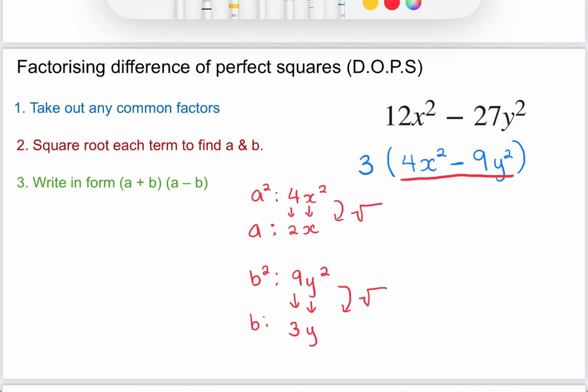Now let's write this out in our factorized form. Just do a little arrow down here so you can see it. So as I said, 3 is just going to sit at the front of our expression now, and then we're going to rewrite in our factorized form of a plus b, a minus b. A was 2x, so we write that at the front of both of our brackets, and b is 3y, so I write that at the end, and it's always a plus b, a minus b.